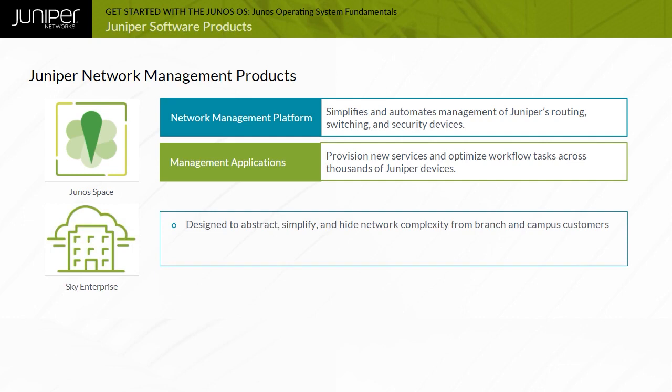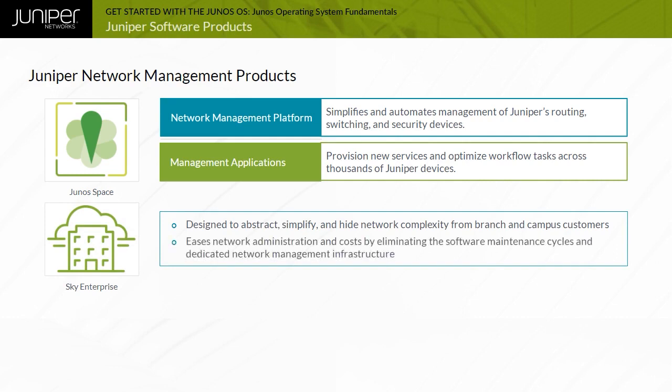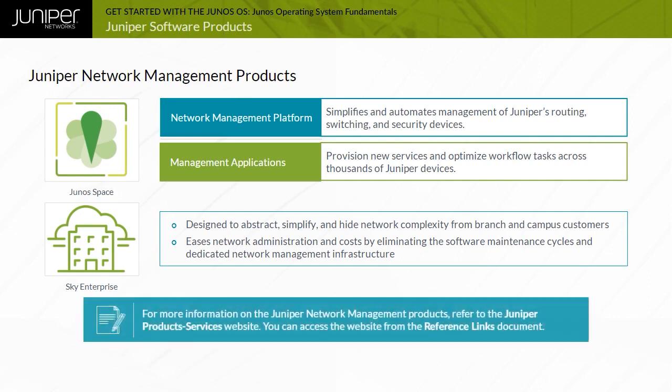Juniper Sky Enterprise is a cloud-based management portal designed to abstract, simplify, and hide network complexity from branch and campus customers. It eases network administration and costs by eliminating the software maintenance cycles and dedicated network management infrastructure. It also greatly simplifies network operations by automating time-consuming tasks. For more information on the Juniper Network Management products, refer to the Juniper Products Services website. You can access the website from the reference links document.